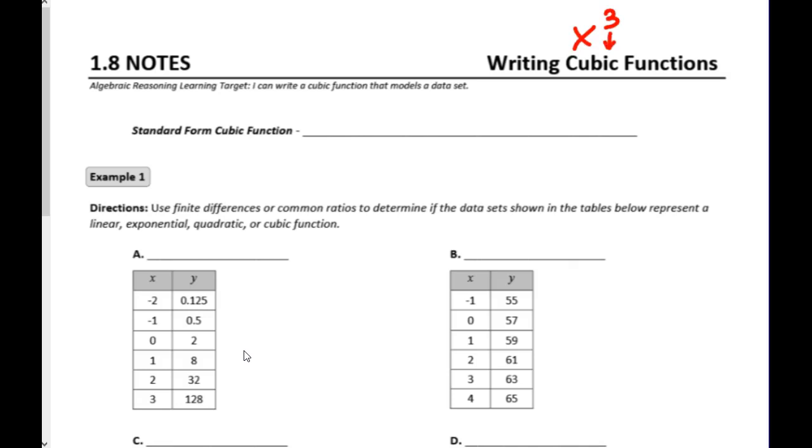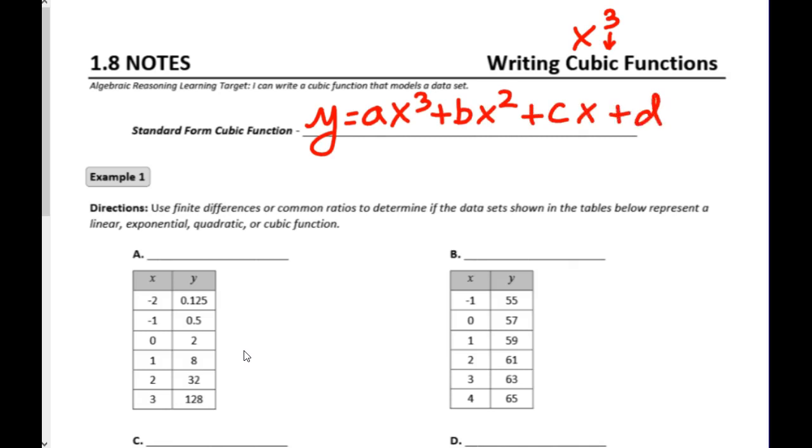You need to know the standard form of a cubic function. So that's going to be y equals. Do you remember how quadratic had a, b, and c? Cubic will have a, b, c, and d. It'll have 4 variables. a x cubed plus b x squared plus c x plus d. There are 4 possible terms for cubic.